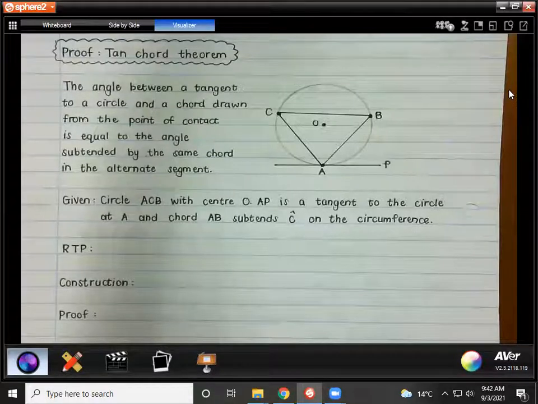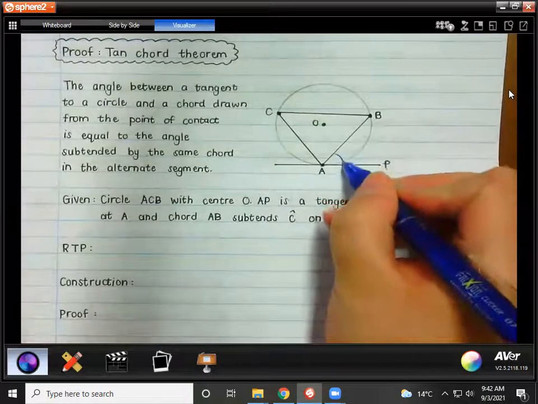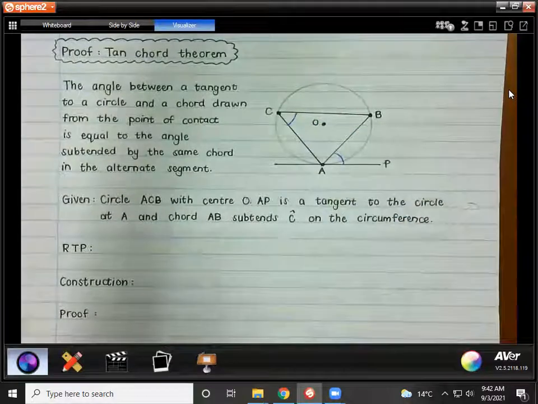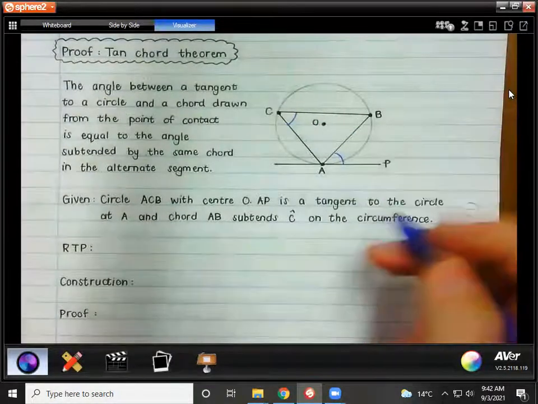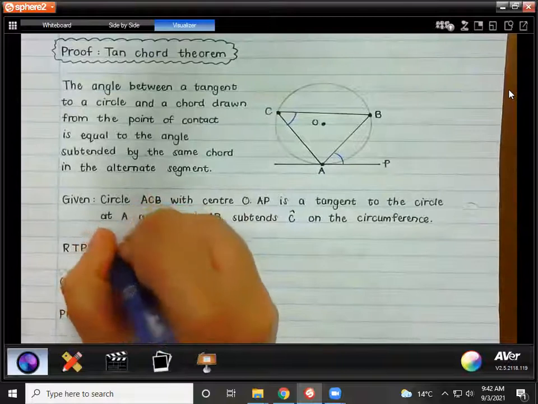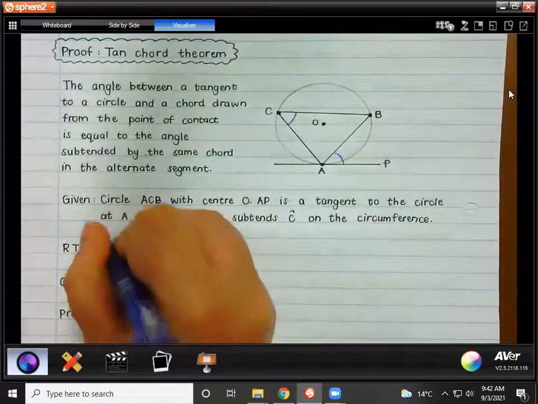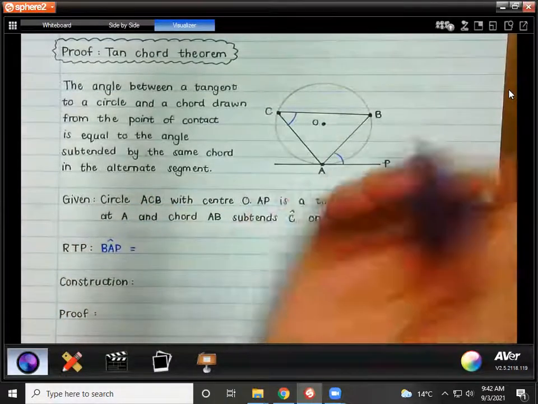Okay, guys, I'm just going to fill in the required to prove parts along because we're wanting to prove tan chord theorem. So we want to prove that this angle is equal to that one, right? That's what tan chord theorem states. So we want to prove that angle BAP is equal to angle C.